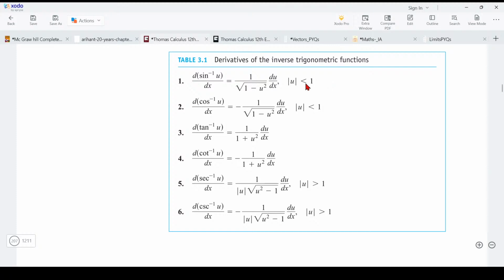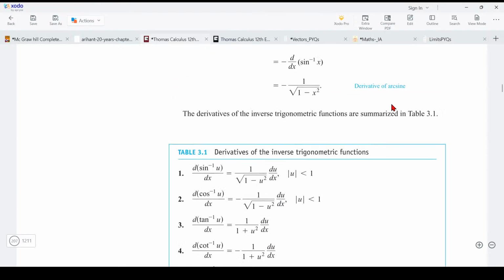I'll send you this book also. This is very important for integration also. That's why I'm emphasizing this. Derivatives of inverse functions is actually very, very important.